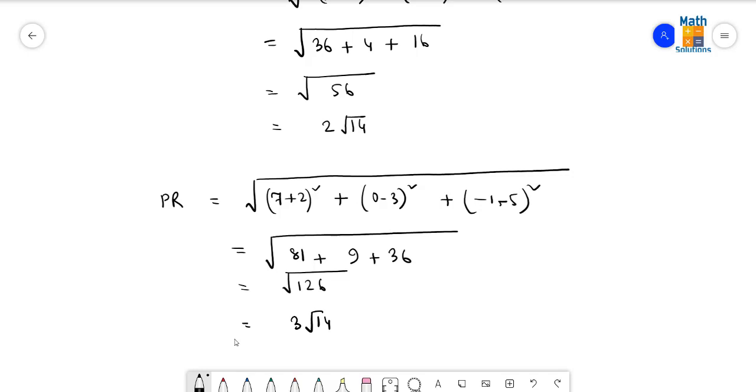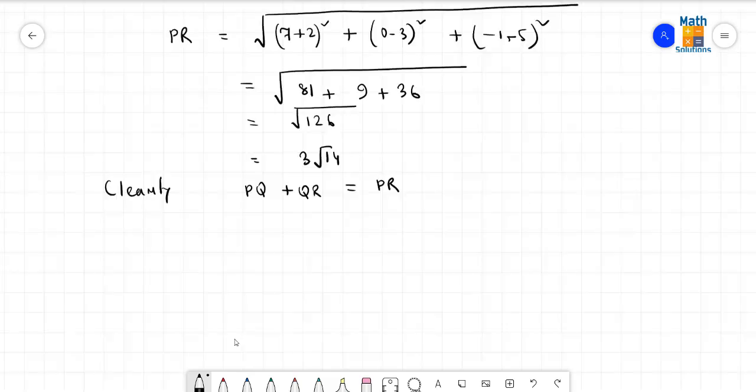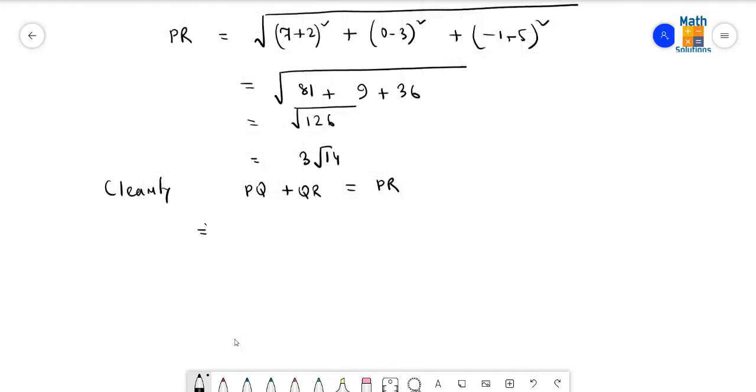So very clearly from the values of PQ, then QR, then PR, we shall get what? Clearly PQ plus QR is equal to PR. This will imply that points PQR are collinear. And that is the answer.